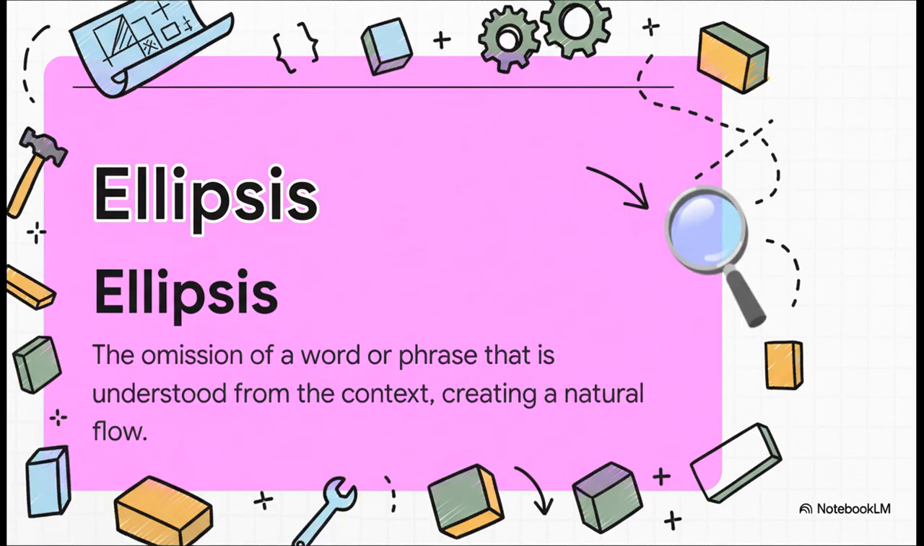All right, next up is a really cool one, ellipsis. This is basically the art of leaving things out. Now that sounds a little weird, right? Like, why would leaving words out make things clearer?